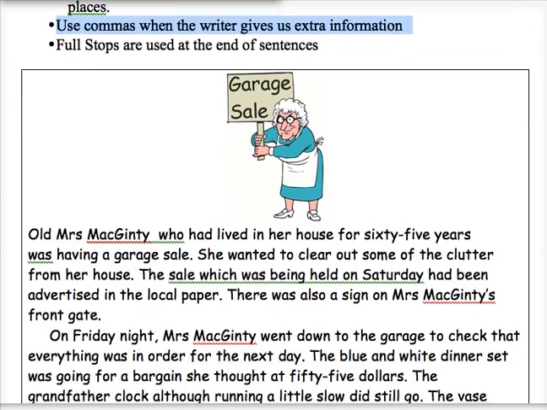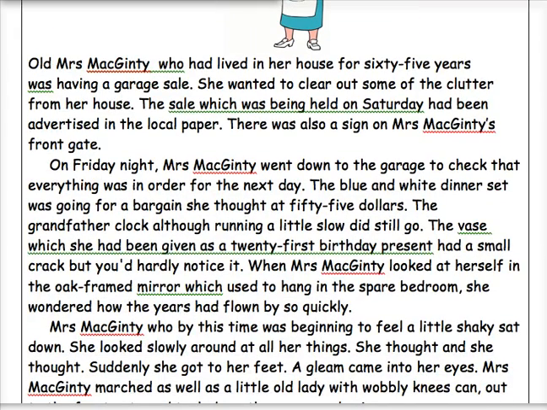So if we scroll down the page a bit further, we've got the garage sale here. We have the first sentence here. Old Mrs. McGinty, who lived in her house for 65 years, was having a garage sale. Now, this sentence requires two commas. It requires one after old Mrs. McGinty, because it's initially starting out with her. Then it's giving an extra piece of information here that she lived in her house for 65 years. It's giving a new piece of information, and then it says was having a garage sale. So again, those are extra pieces of information, so we can add another comma in there over here.